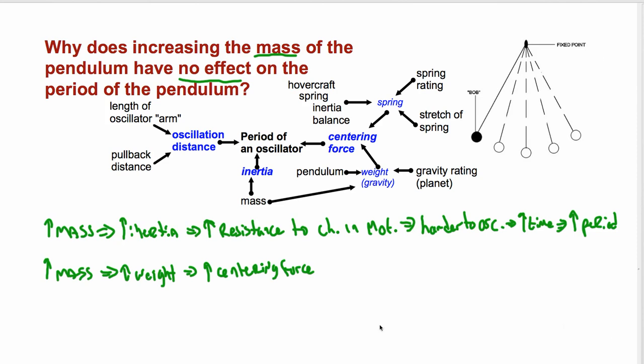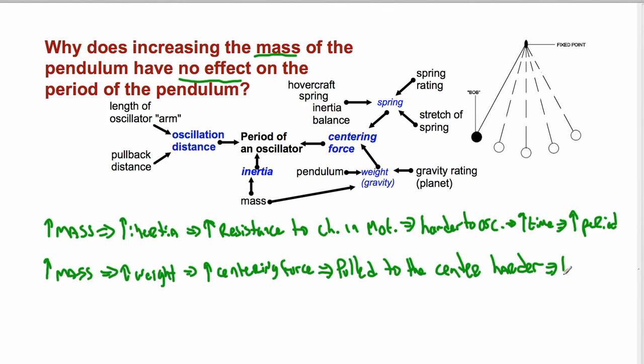All right, in the previous segment we had gotten as far as saying that more mass means more weight, which means more centering force. More centering force means it's pulled to the center harder, which means that it should take less time to get to the center. And if it takes less time to get to the center, that means a lower period. Now, we have two different chains of logic here.